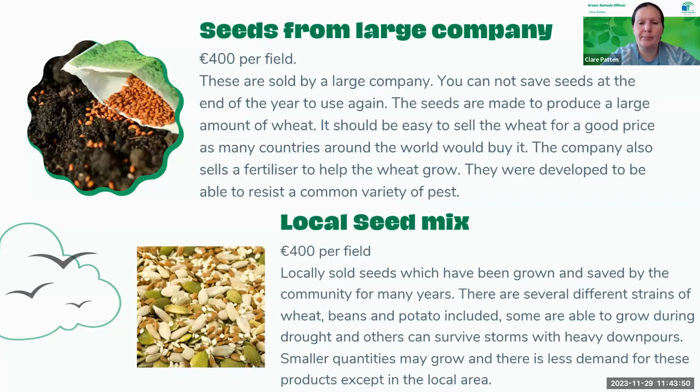Many countries are happy to buy wheat, and people living in the country you're in are also happy to buy it. The company that sells them makes sure that a large amount of wheat will grow from the seed that you're putting in. That's the priority. You can't save the seeds at the end of the year and plant them again yourself, though, so you'll have to buy them each year, because they are owned by the company. They also sell a fertilizer that will help the wheat to grow, and we'll come back to that later. So they advise you if you're going to grow these seeds, you should also buy some fertilizer from them.